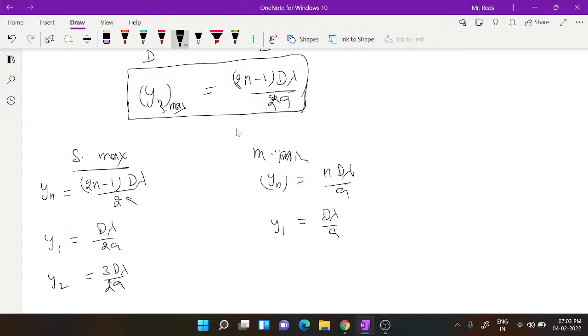Or you can also write it as d by a into lambda by 2, d by a into 3 lambda by 2, like this you will get these positions. You can also write in that way. Similarly, for the second minima y2 is equal to 2 d lambda by a. So here it is d lambda by a, and here it will be d lambda by a by 2. That means at a half distance we will get a secondary maximum.